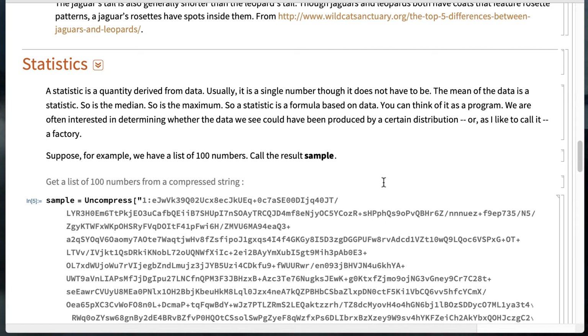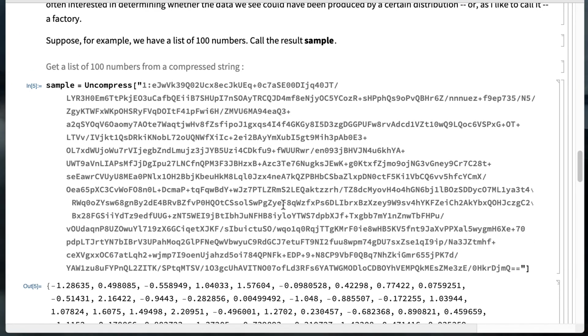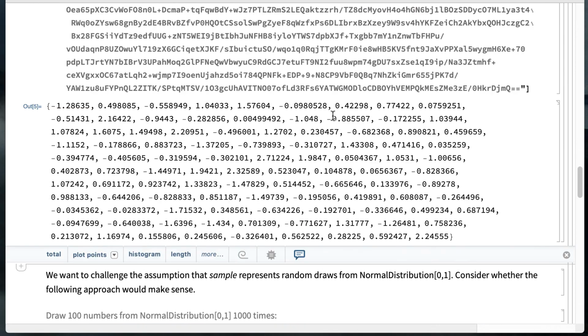And so one thing we're often interested in doing is determining whether the data we see could have been produced by a certain distribution or a certain factory, and we're going to use a statistic on that data as our probe. So here I've generated a bunch of data points. I believe there are 100 of them.